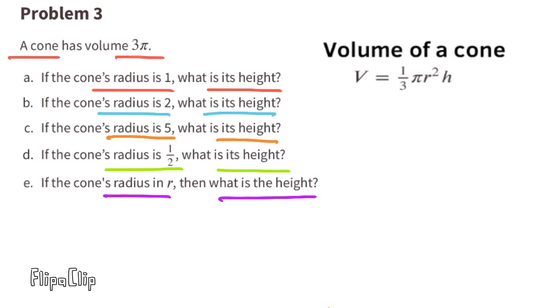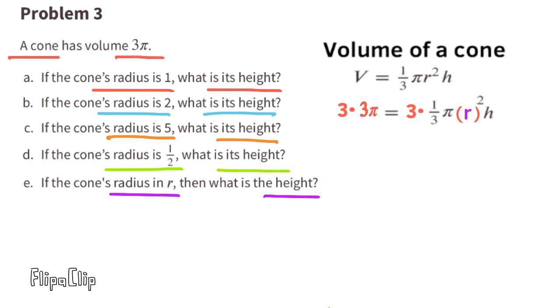E. If the cone's radius is r, then what is the height? This time we don't substitute the r with the number, we leave it an r. But we're still solving for height. So we can multiply both sides by the reciprocal of 1/3, and that's 3. So 3 times 3 times pi equals 3 times 1/3 times pi times r squared times height.